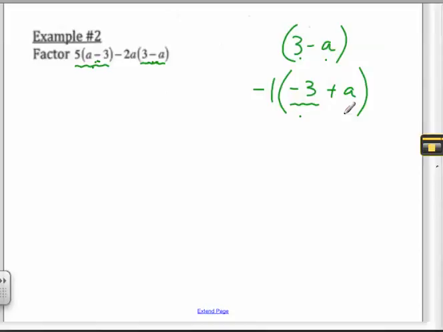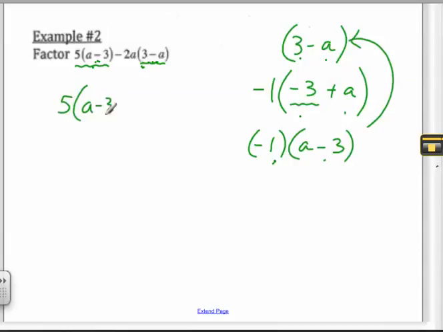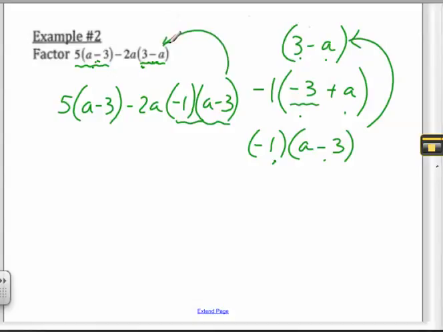How would I normally write this binomial, Jackson? a minus 3. But I've got this negative 1 out here. Do you agree that when I multiply negative 1 times that, I get this? Do you agree they're exactly the same thing? So do you agree that I can rewrite this stuff up here with this in it? I can write 5 times a minus 3 minus 2a times negative 1 times a minus 3. Do you agree? Because this stuff is exactly the same as that. I just took out a negative 1 to make it look the way I wanted it to look.